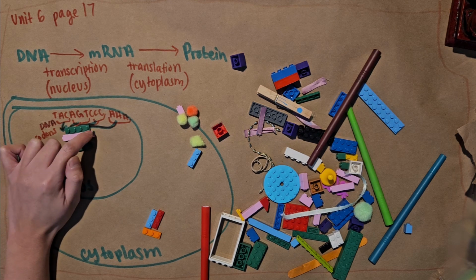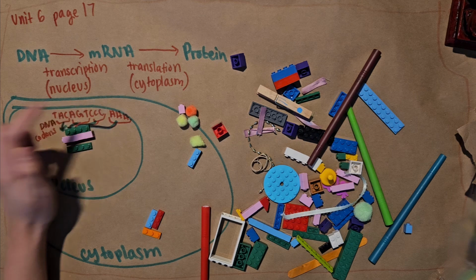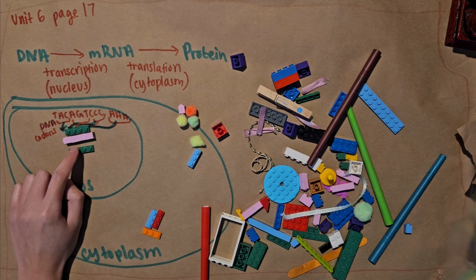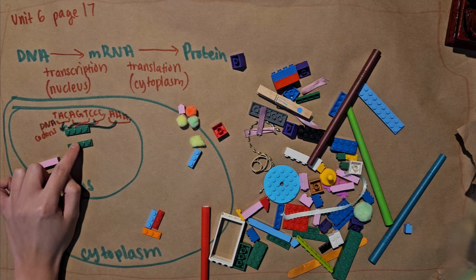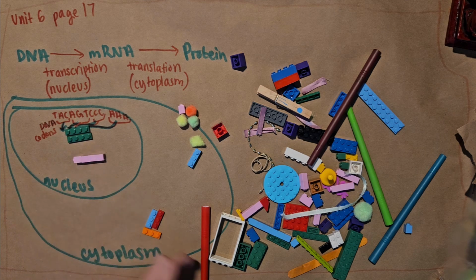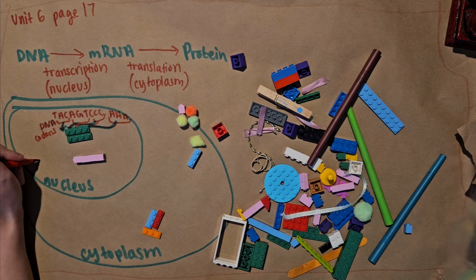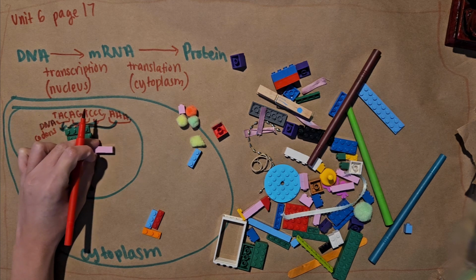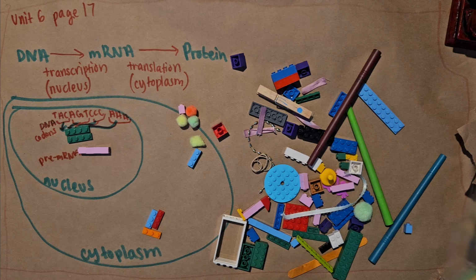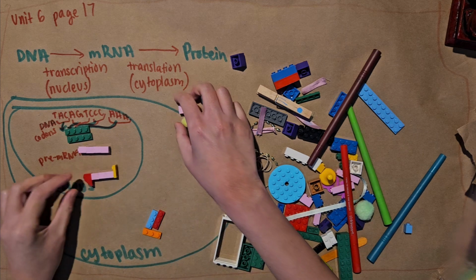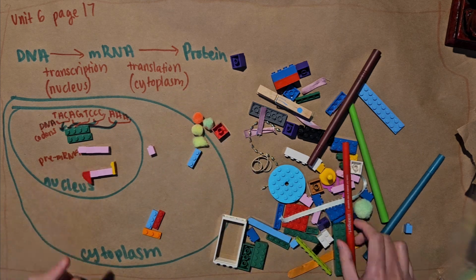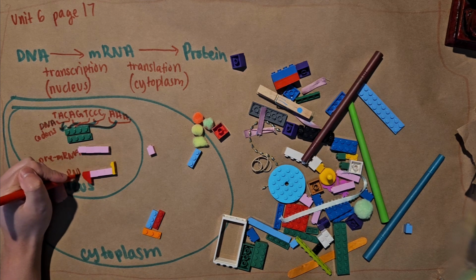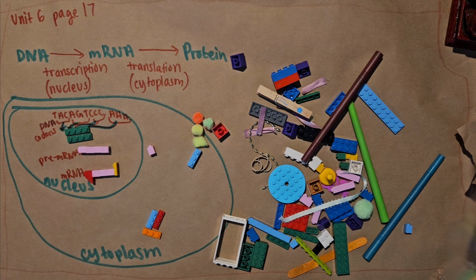So 1, 2, 3, 4, because we have 1, 2, 3, 4 codons. So this would be like the mRNA codons. The mRNA is made. The DNA closes up again. So now this is the mRNA. This is the pre-mRNA. It needs to undergo processing. So when it undergoes processing, it then will become mature mRNA that's ready to leave the nucleus.